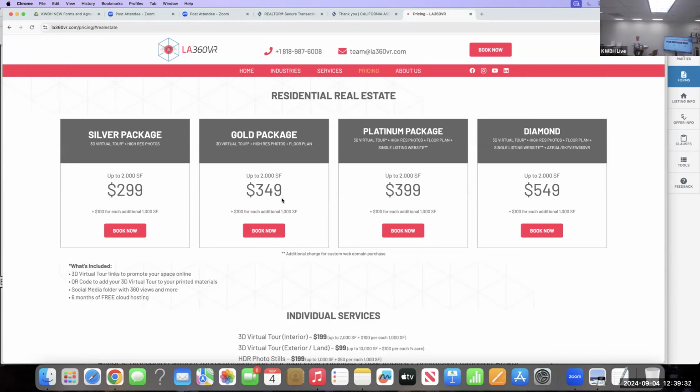What I'm saying is the one in your shared folder is just generic. Every agent is using the same listing presentation. Some are nicer, some are not as nice. But the information in here is the same.